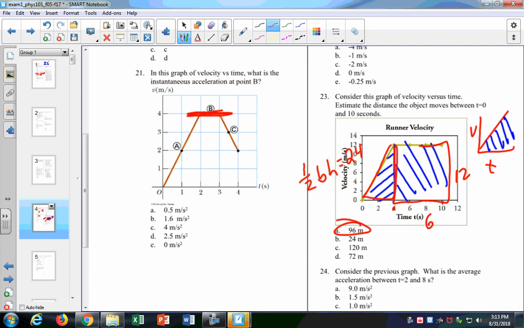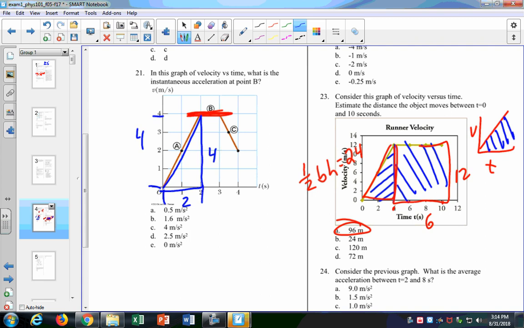Now, if you're looking for the acceleration, say at point A, then I would need to find the slope. And that's going to be 4 over 2. I didn't count the squares. I looked at the axes. Here to here is 4. Here to here is 2.